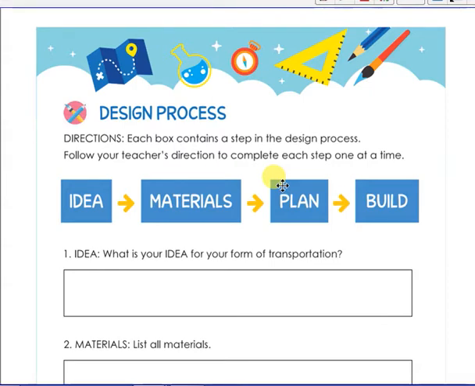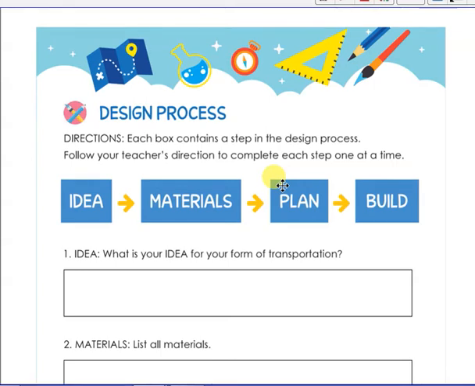Okay, so step number 1 is idea. What's the meaning of idea? Idea is a thinking in my mind. Thinking in my mind, I can think of. This is called idea. Number 2, materials. Materials is anything that I can use to build this model. Materials is things that I can use to build a model.